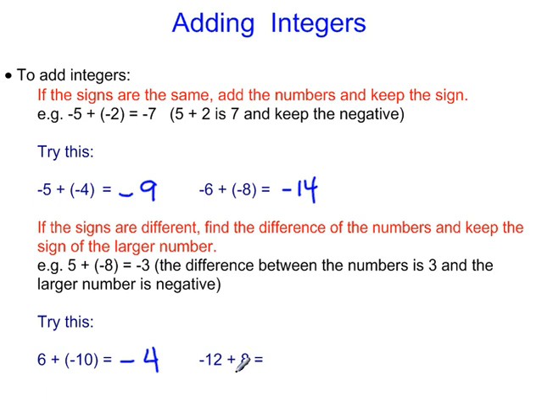If we look at the second example, -12 plus 8, again, we're going to look at the two numbers. The difference between them is 4, and the larger one happens to be negative, and so that answer is also -4.